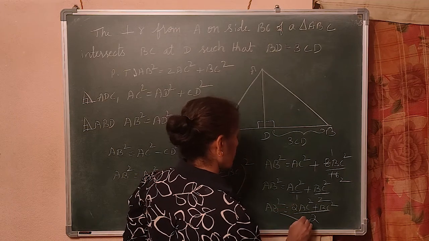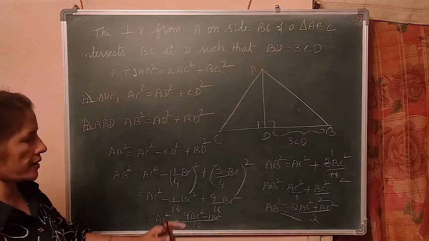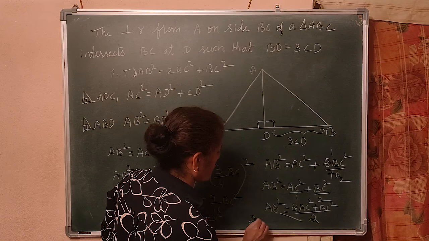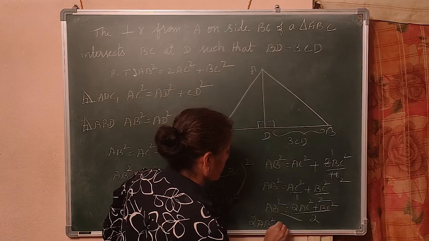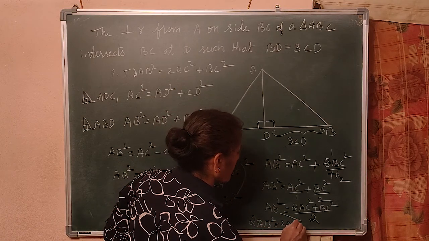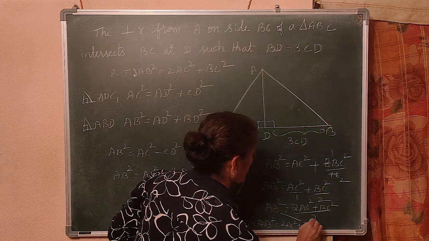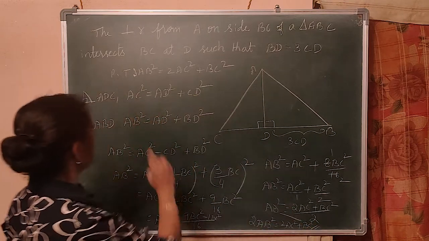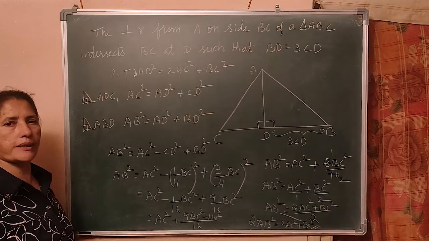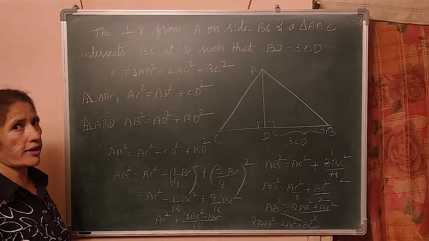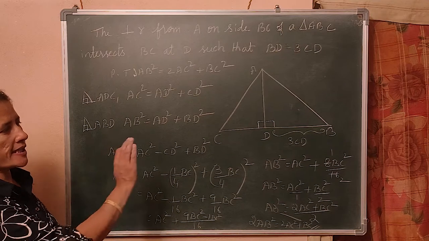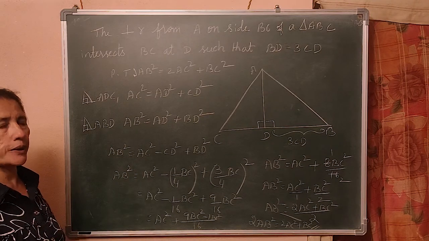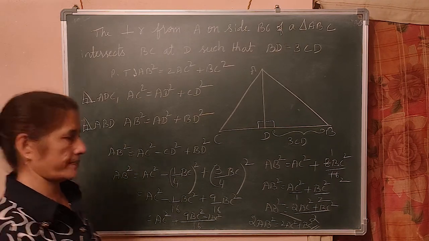Now we do the cross multiplication. Did we get the conclusion? 2AB square is equal to 2AC square plus BC square. That's what they wanted and we proved. Did you understand? So this is the easiest method we can do. Let us move on to the next question.